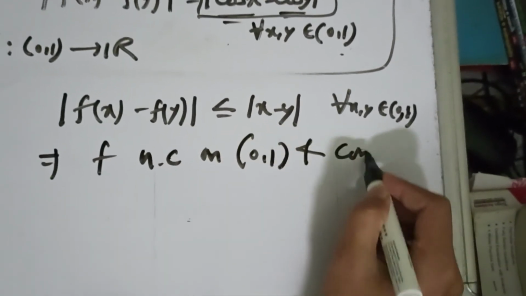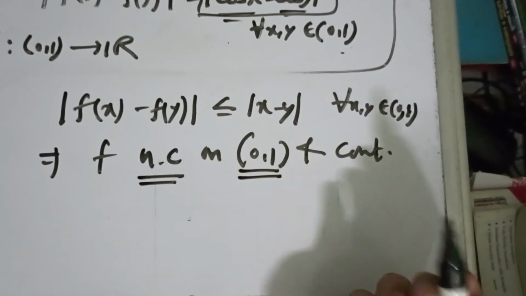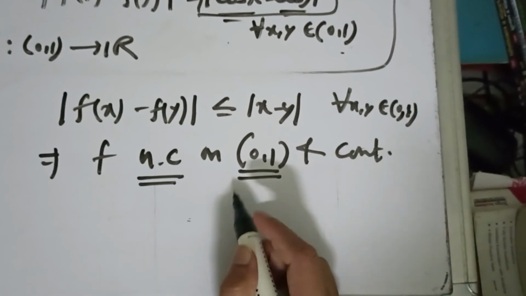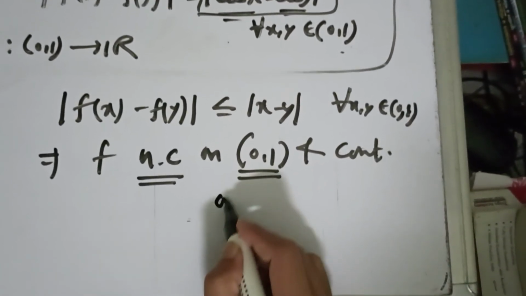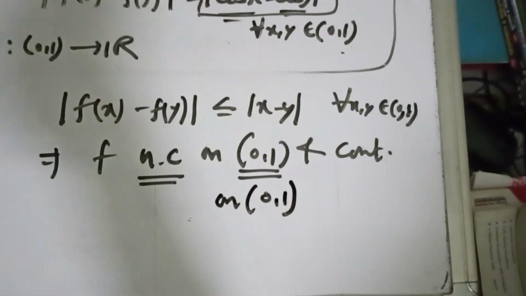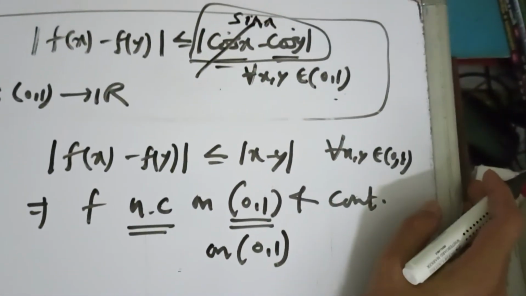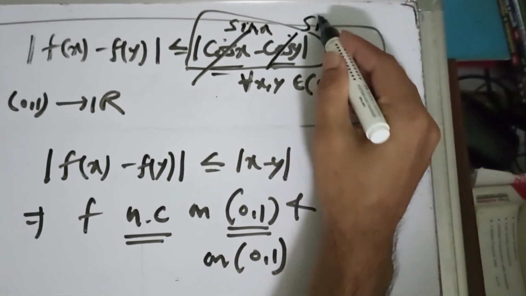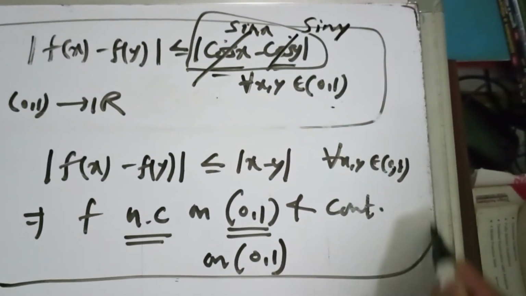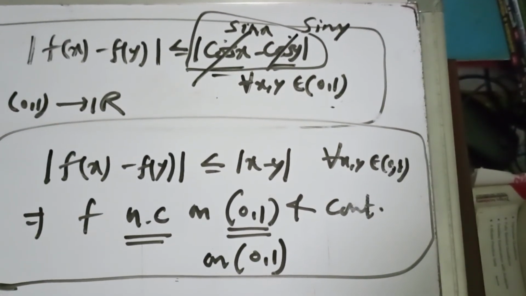So from there we can easily conclude that f is uniformly continuous on open (0,1) and hence continuous. If a function is uniformly continuous on a domain, open (a,b) or closed [a,b], or an interval I, then it is automatically continuous on that interval. So if in the question, in place of cos there was sine, then this result also holds. So this can be a question in a future CSIR NET.